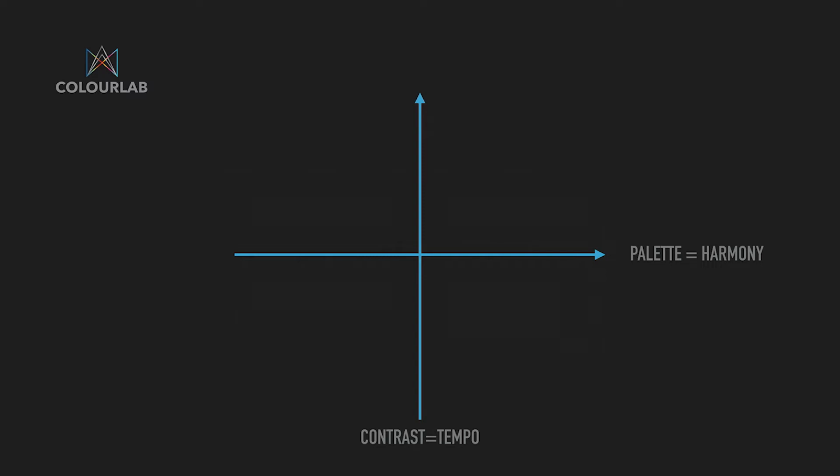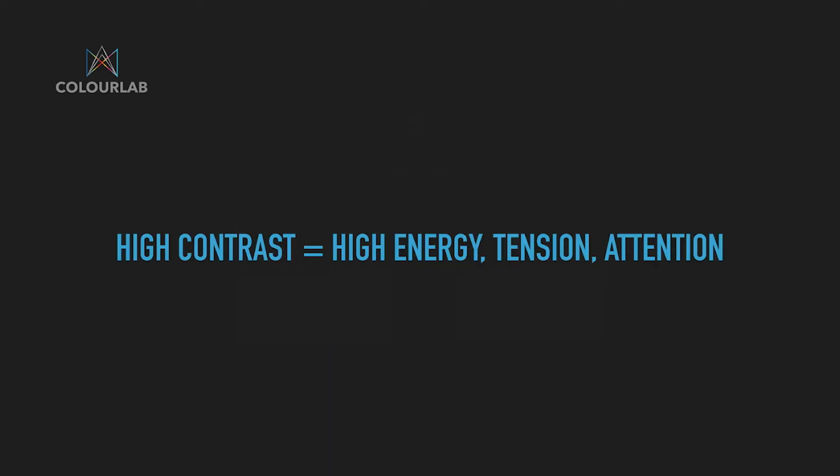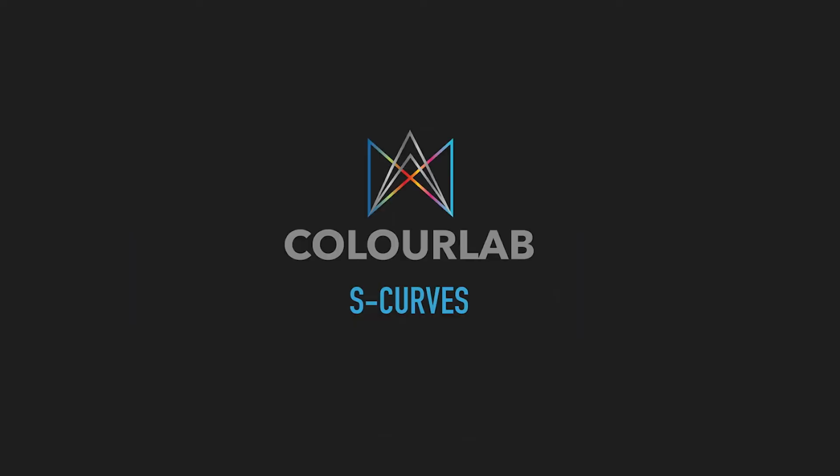And the combination of those two elements is basically how we are able to drive the emotion of the viewer in a desired direction. So for example, if we want to create an image with high contrast, we are going to achieve an effect of very high energy and tension, and we're going to draw more attention to that image. That means that if you want to do that in Colourlab, you have to select one of the S curves, because they are specially shaped to give you that effect of high contrast and high attention.